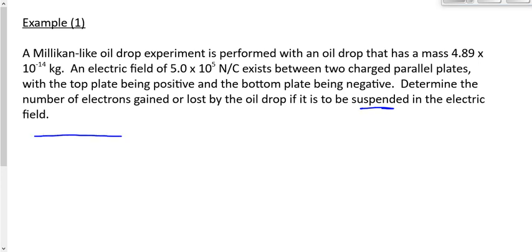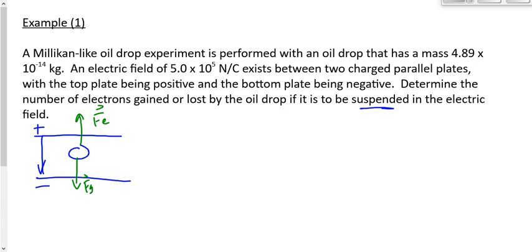Let's draw this out here. We have a top plate that is positive and a bottom plate that is negative. We have an oil drop here. We don't know whether that oil drop is positive or negative, but we do know that the electric field points downward from positive to negative. We know it's suspended. That must mean the force of gravity is acting down, and the electric force must act up. Otherwise, it wouldn't be suspended, right?